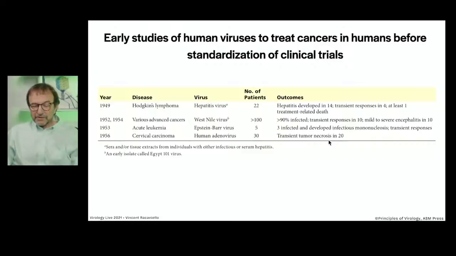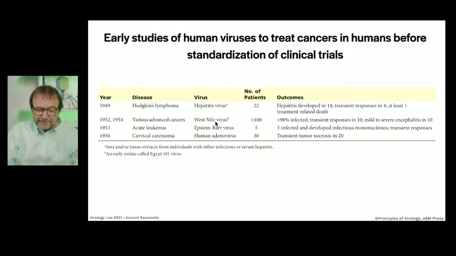But, of course, now we move to the modern era where we do clinical trials properly. None of these would have been permitted back then. And, in fact, I have to point out to you that these people who got encephalitis from West Nile, that's why West Nile is a BSL-3 pathogen to this day, even though it's mosquito-transmitted.